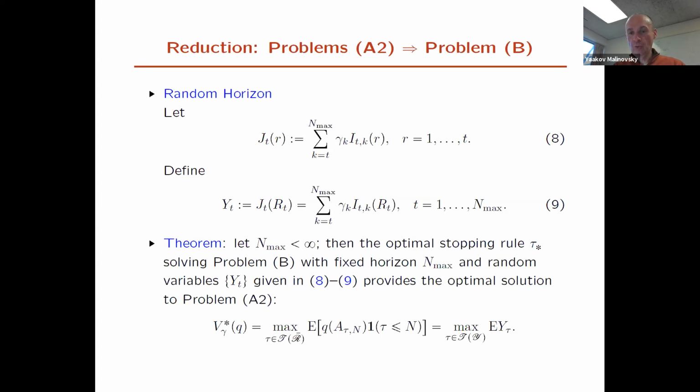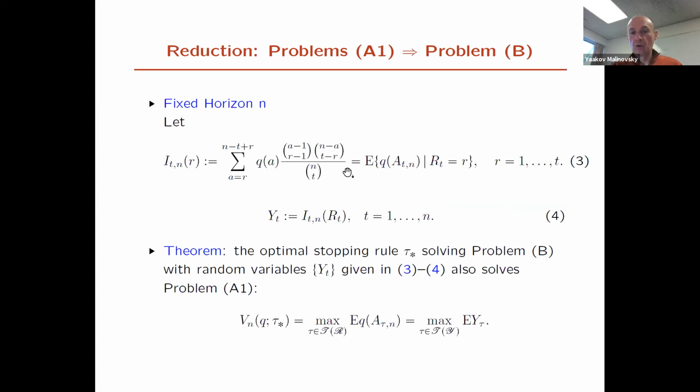Now, the second step is to show what is possible in the case of a random horizon. With a random horizon, we have a similar type of result. We need to define a new kind of random variables, and then again reduce to problem B. Remember, the first random variable in the fixed horizon was the conditional expectation of QA given relative ranks. But now, with a random horizon, we need to weight it on the horizon. We need to condition also on the horizon.